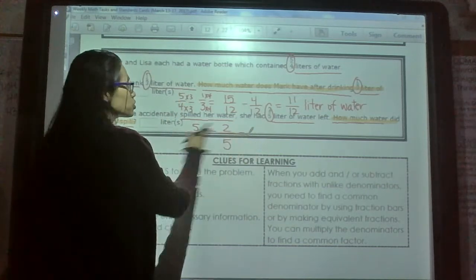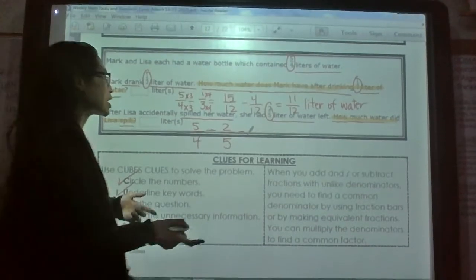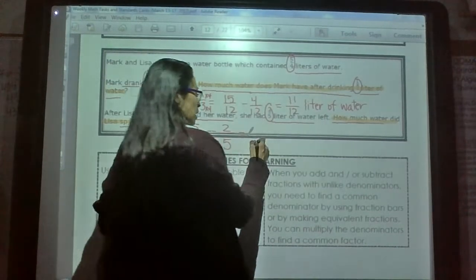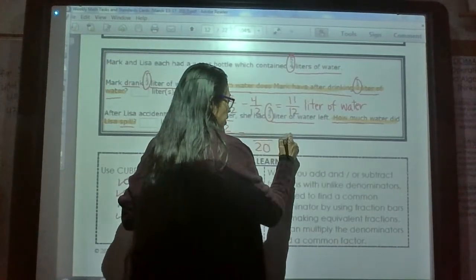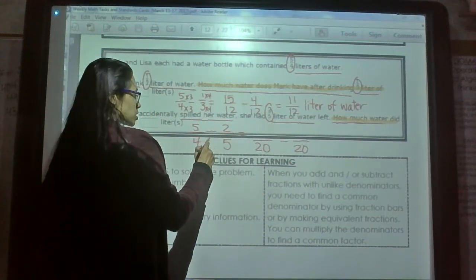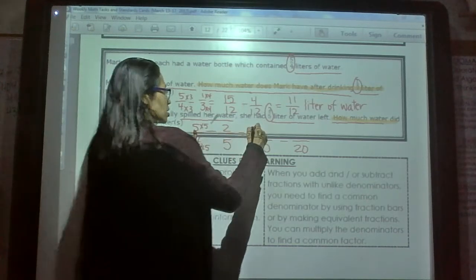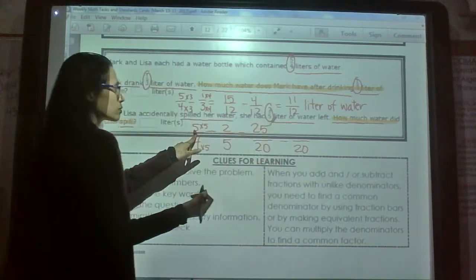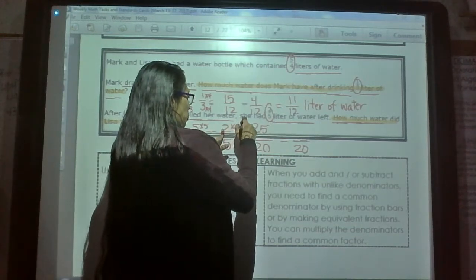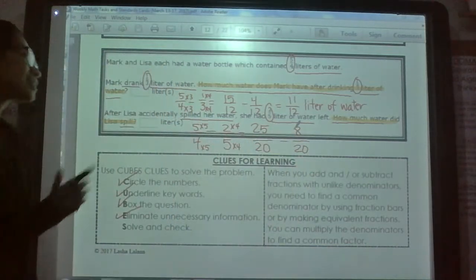Now, again, don't subtract it. We need to find a common denominator by using the fraction bars, or we can multiply. 4 times 5 is 20, so write a 20 right there. And 4 times what is 20? 4 times 5 is 20, so I multiply the numerator. 5 times 5 is 25. And 5 times what is 20? 5 times 4, so I do 2 times 4, which is 8. So I have 25 over 20 minus 8 over 20.